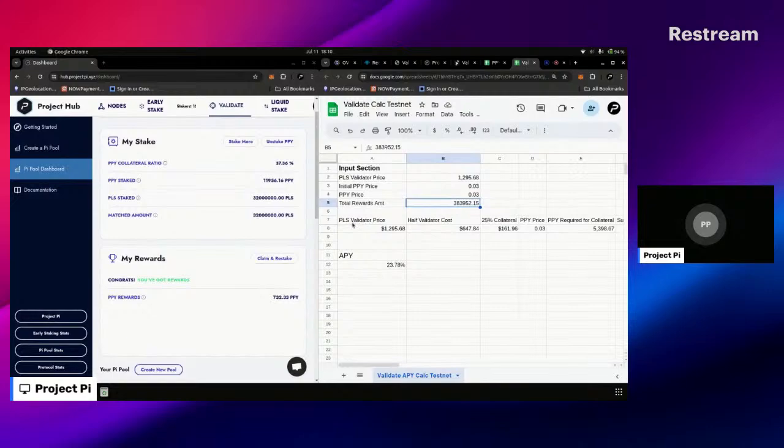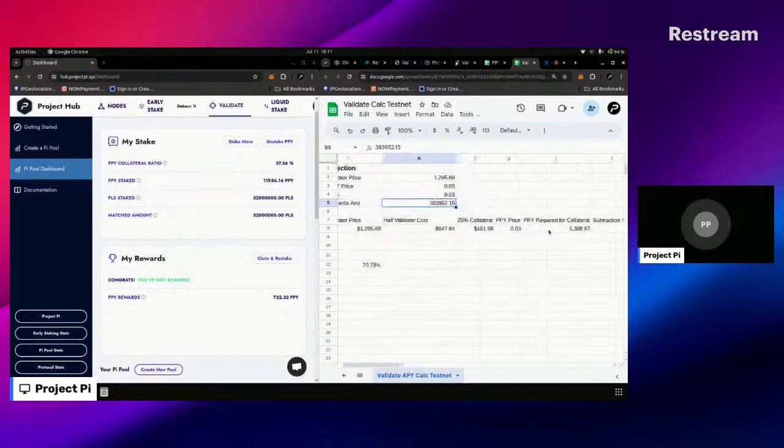So I have here that the Pulse validator price is what it is. Half validator cost, basically the 16 million Pulse, is this price. And then the 25% collateralization is $161.96. That is how much PPY you would need if the price of PPY was at 3 cents. And so that would equate to 5,398 PPY.